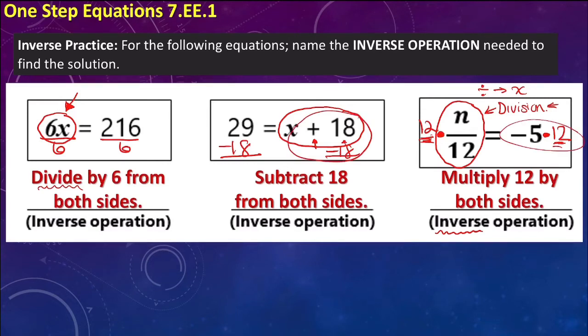We subtracted 18 here. We subtracted 18 from 29. We divided 6x by 6. We divided 216 by 6. Now, I didn't actually do any arithmetic there, but I'm just showing you what the inverse operation is doing.